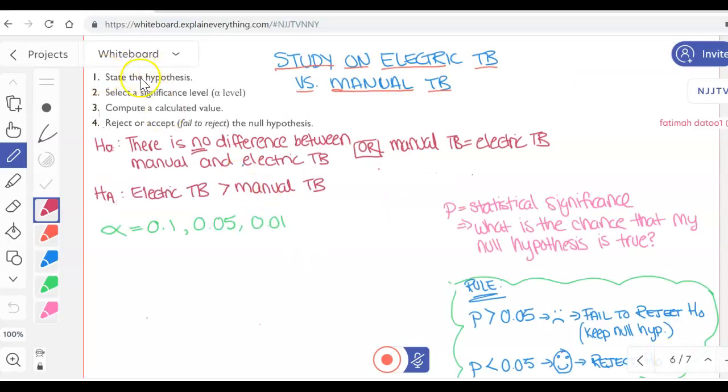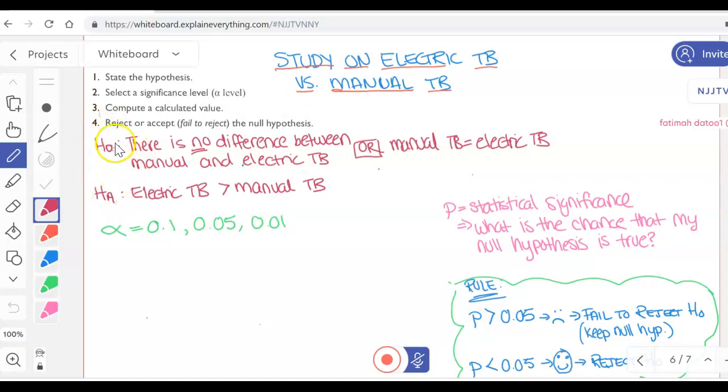Before we look at that first step, let's figure out an example. I'm doing a study on electric toothbrush versus manual toothbrush. I give a group of people an electric toothbrush, and I give another group of people a manual toothbrush. I tell them to brush with the toothbrush assigned and come back in a month, and I'll check their plaque-free score. So the first step is state the hypothesis.